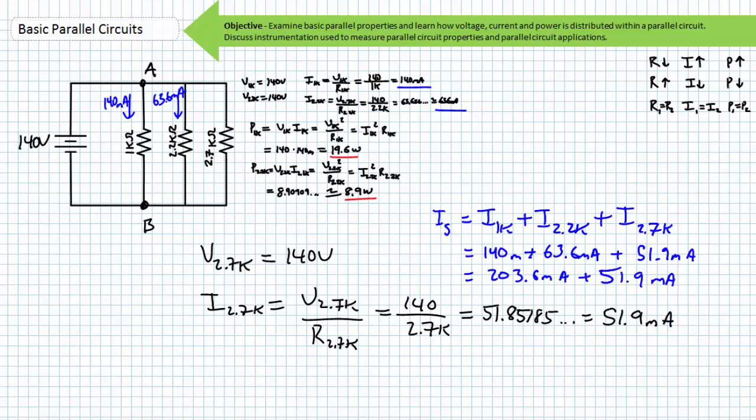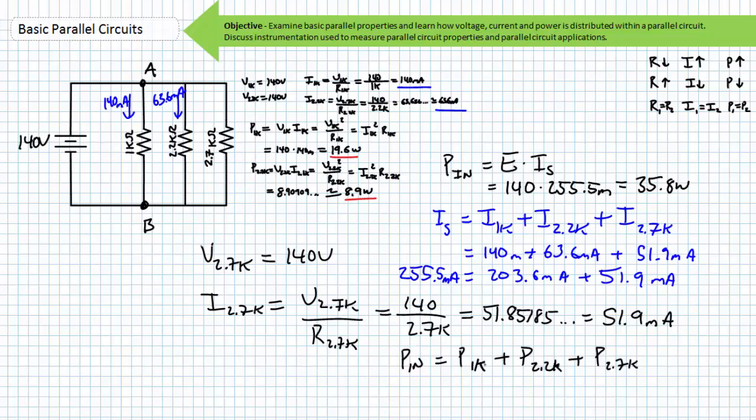Given the source was already supplying 203.6 milliamperes to the original parallel combination of a 1 kilo ohm resistor and a 2.2 kilo ohm resistor, it must now supply an additional 51.9 milliamperes. It is easy to see that the current drawn from the source has now increased to 203.6 milliamperes plus 51.9 milliamperes for a total draw of approximately 255.5 milliamperes. With increased current draw, the power supplied by the source increases. Power input equals source voltage times source current. 140 volts times 255.5 milliamperes yields approximately 35.8 watts.